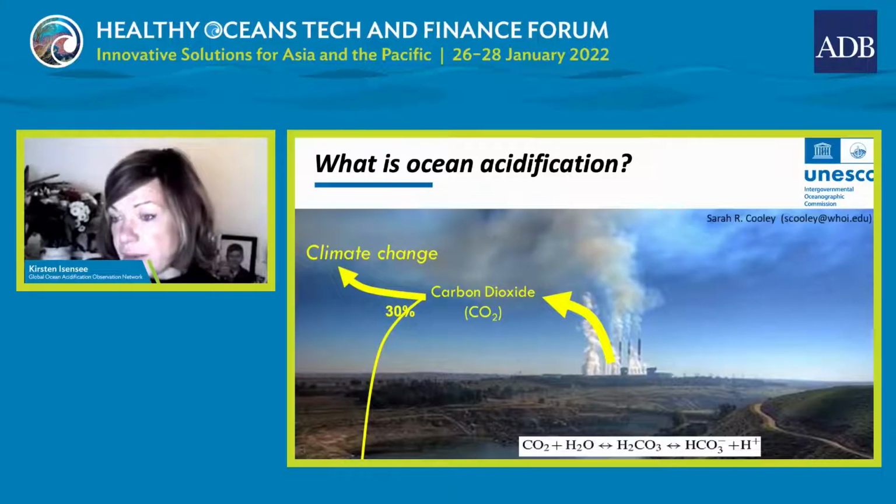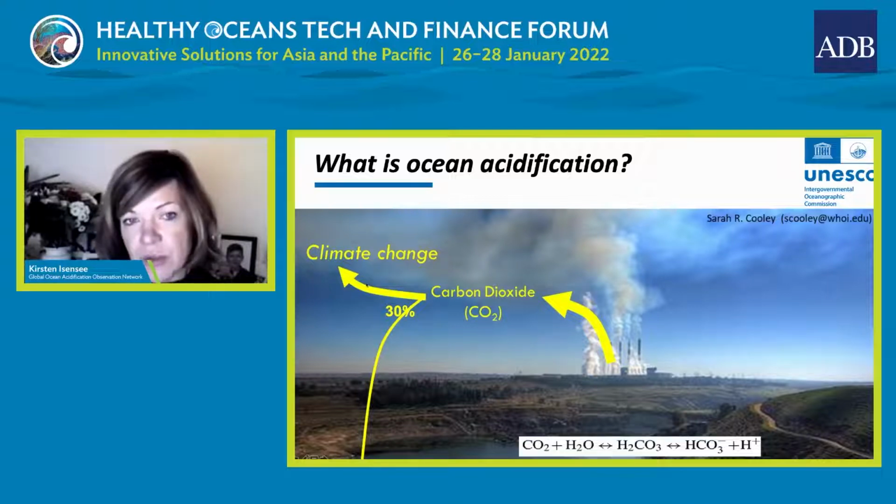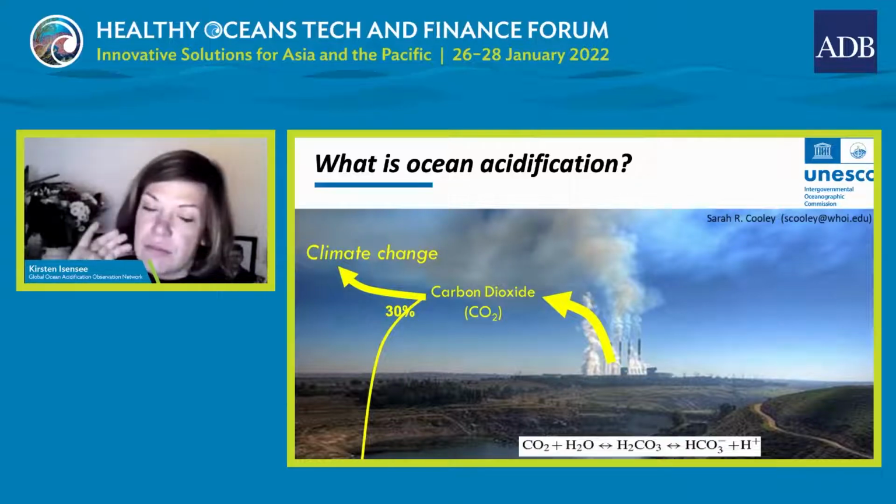To show that a little bit differently, here we have our fossil fuels burning, emitting CO2 to the atmosphere, which then, as we know, causes climate change, but it doesn't stay in the atmosphere. Being atmosphere and ocean in equilibrium, around 30% of the annual CO2 emissions go into the sea.